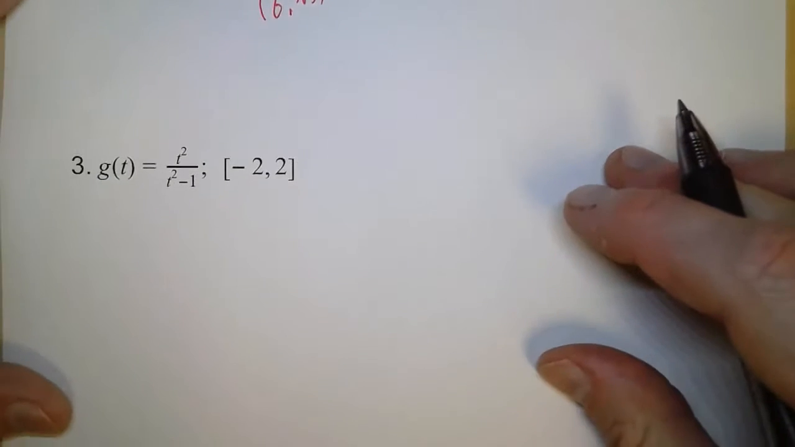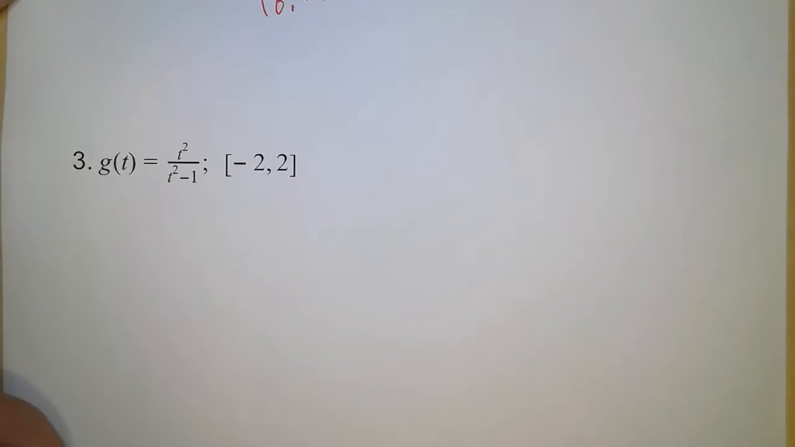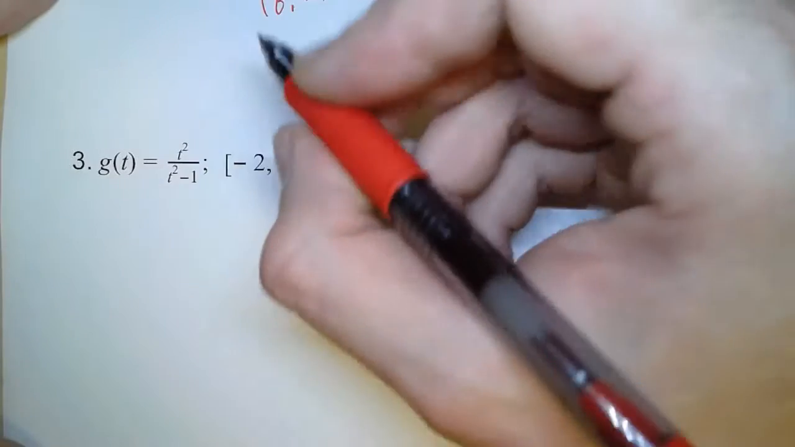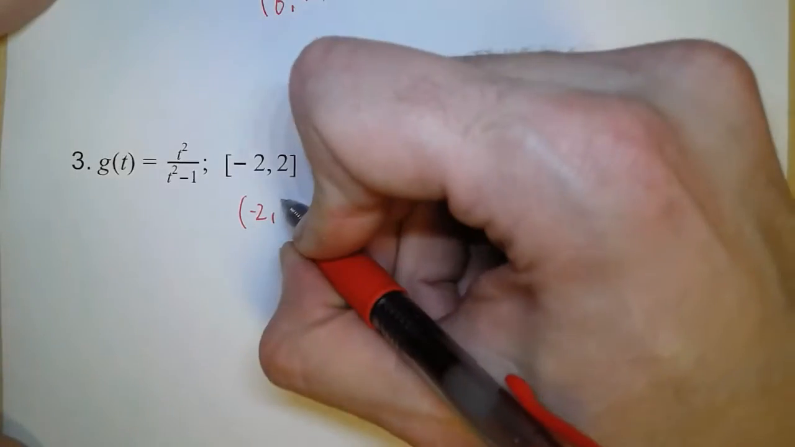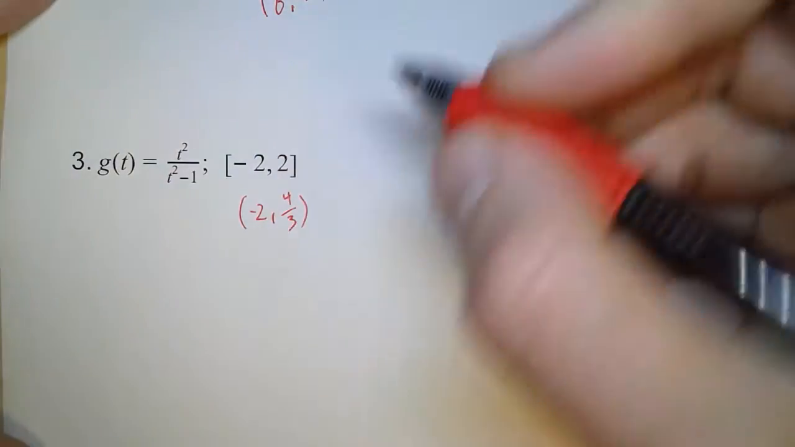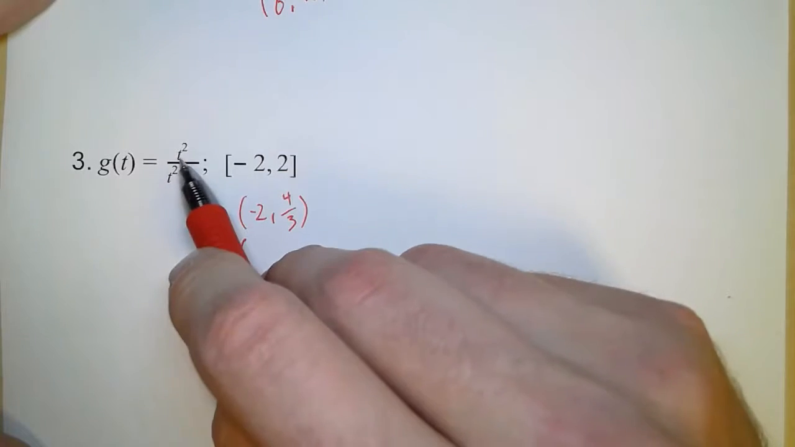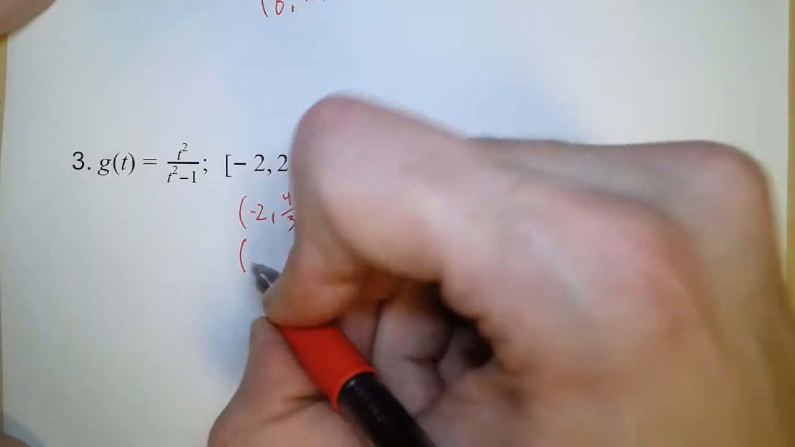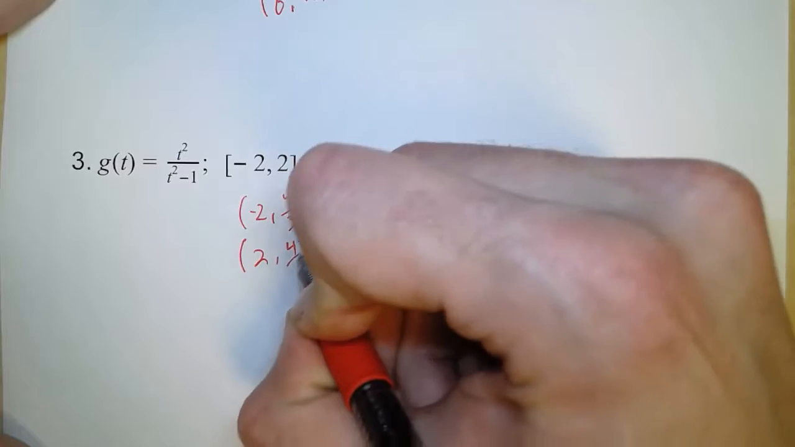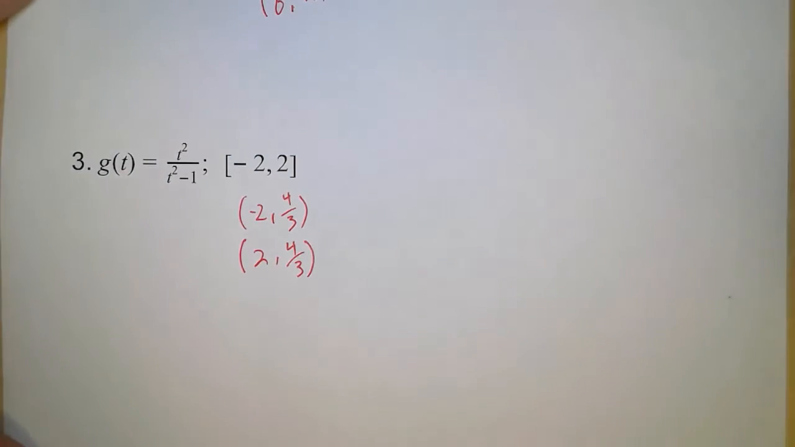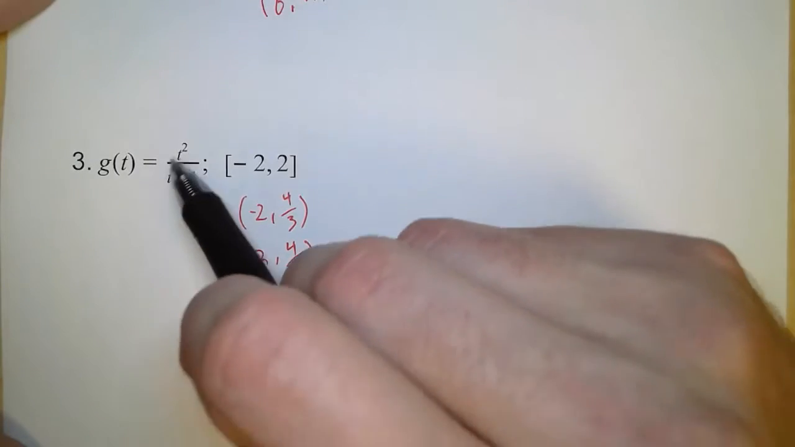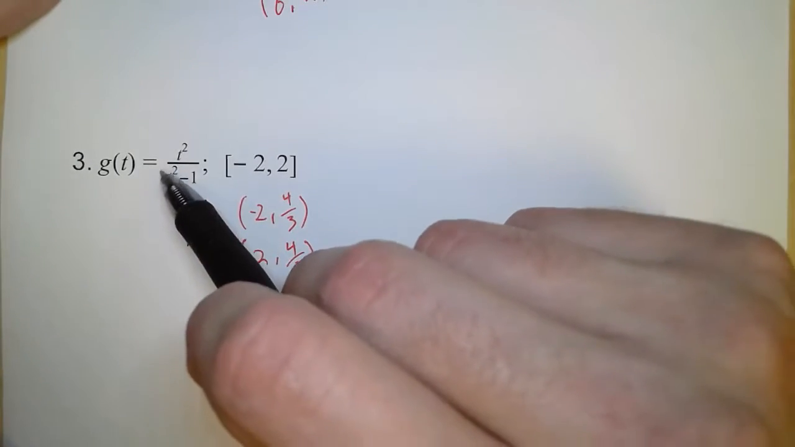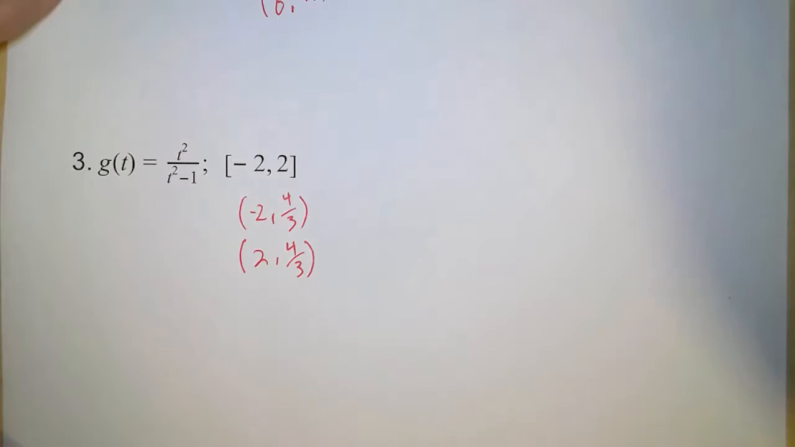So looking down at number 3, here we've got t squared over t squared minus 1. So if we plug in -2, we get 4 on top over 4 minus 1. So that's 4/3. And then on the bottom we plug in 2, so that's 4 over 4 minus 1, which is also 4/3. So that's not the problem. But what is the problem is that because we have a denominator with a variable expression, we could have this equaling 0, and that's a problem.